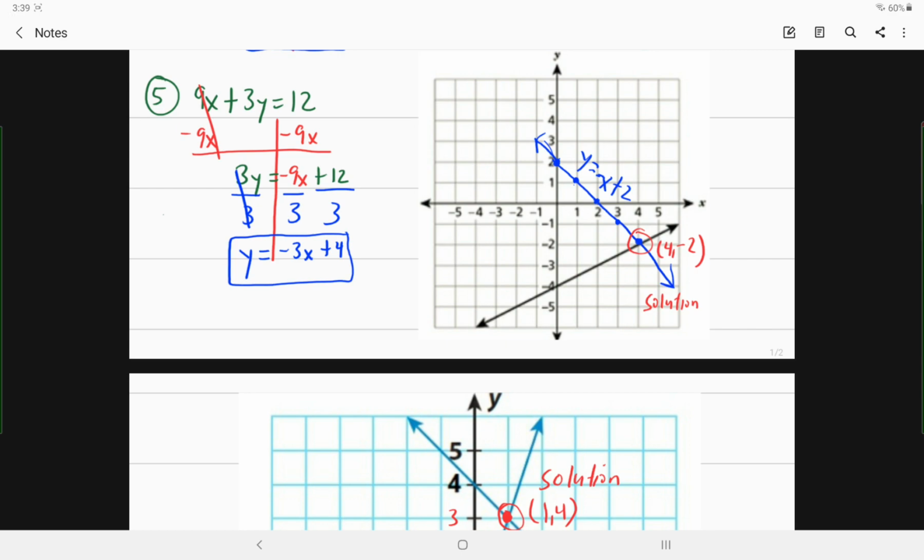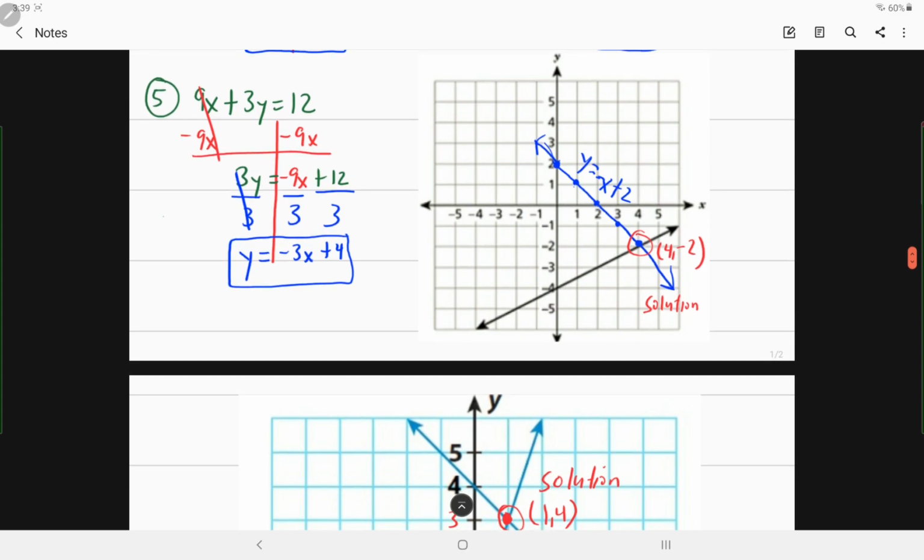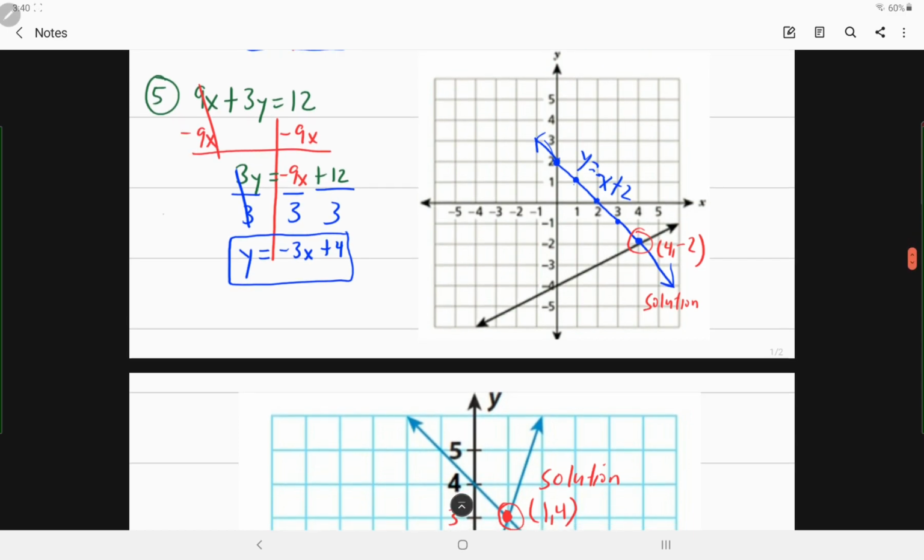Number 7 is this one with the graph here. It gave you the black line there, which was y equals 1/2 x minus 4. And then the question said, which equation represents the line shown? Actually, sorry, I'm looking at the wrong one. Sorry, this is number 8, which is here.